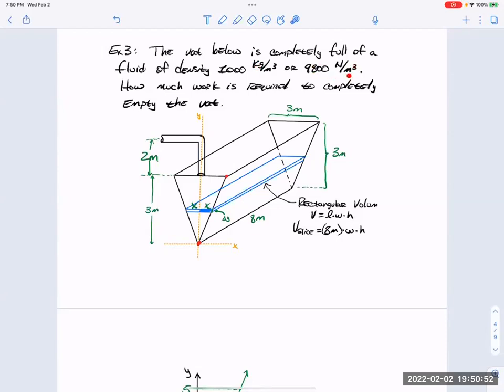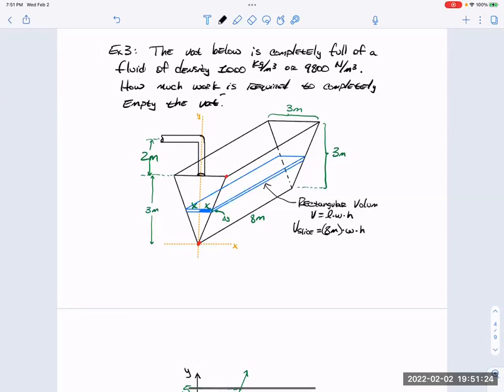On the exam or any problem I give you, you'll always be given a weight density. You will never have to worry about multiplying by gravity. But that's the case in some of the homework problems if you look at the text and the examples they do. So anyway, this fluid that's completely full in this tank has a weight density of 9,800 newtons per cubic meter. Now here's the question. How much work is required to completely empty the vat?